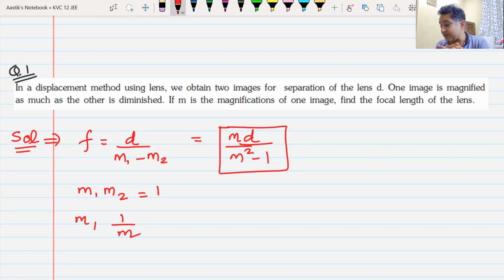Do we understand what I'm saying? It could be MD upon 1 minus M square also, beta. Getting my point? Because it is not said in the question whether this M is greater than 1 or this M is less than 1. Got it? So that is how you can solve any question on this category.